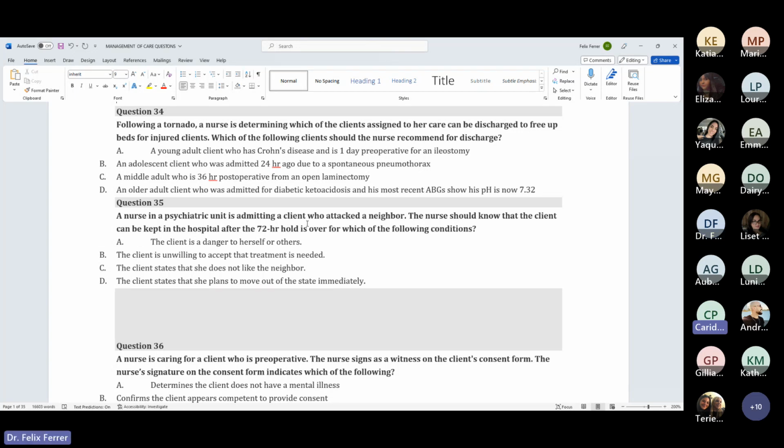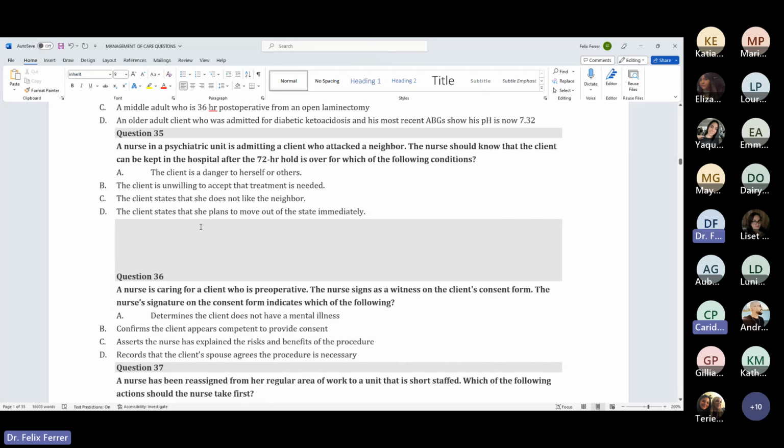Really good. Next, in the psychiatry unit the nurse is admitting a client who attacked a neighbor. The nurse should know that the client can be kept at the hospital after the 72-hour hold is over for which of the following conditions? A. Yeah, it's A. The client is a danger to herself or others.